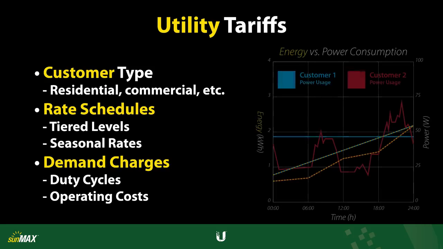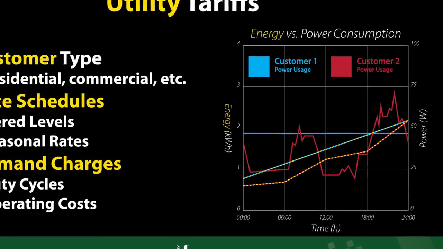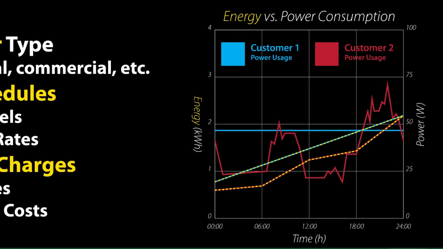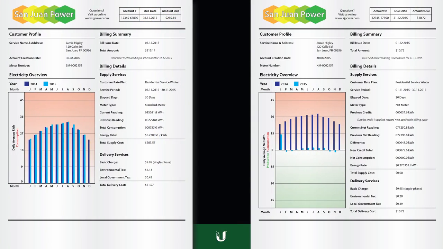Typically, these charges deal with power levels and are measured in kilowatts. The chart to the right shows 2 customers who consume the same energy total, but over different peak power levels. To compensate for the utility's investment in the capable infrastructure, demand charges may be higher for peak power users. Let's take a look at 2 sample electricity bills for a customer with and without a solar energy system installed.